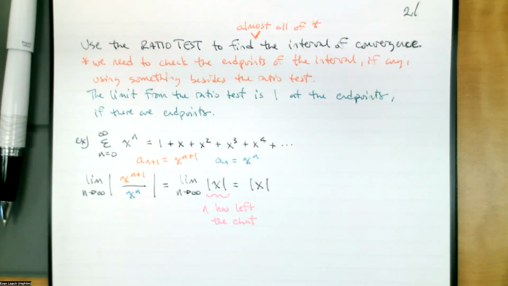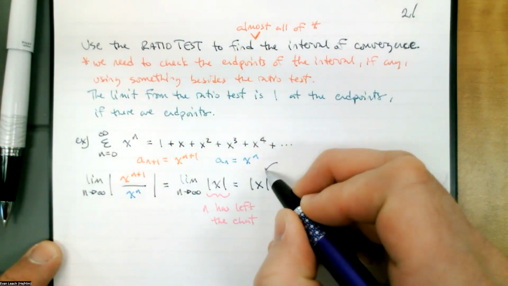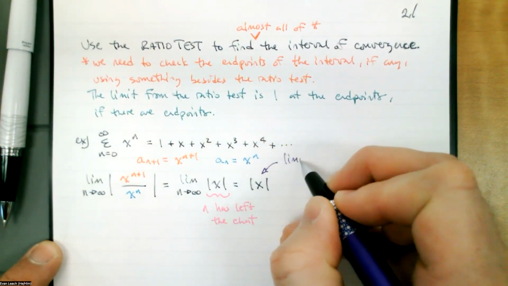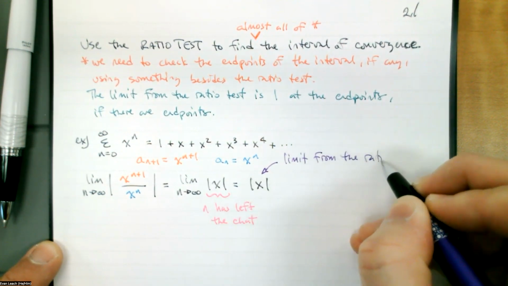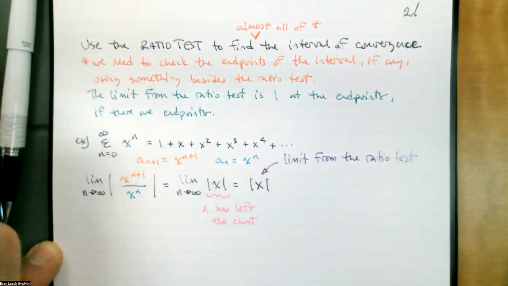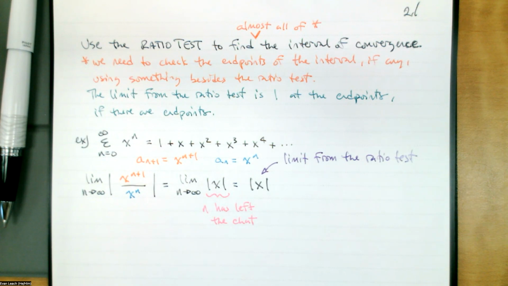This absolute value of x is the limit from the ratio test. The ratio test says if the limit from the ratio test is less than 1, then the series is absolutely convergent. So this power series converges if the absolute value of x is strictly less than 1.